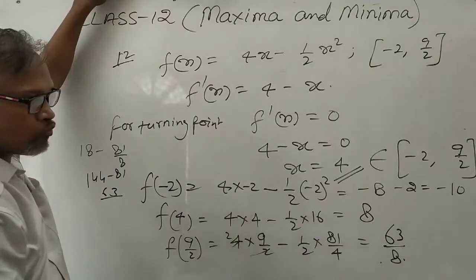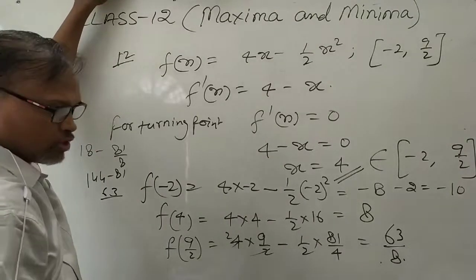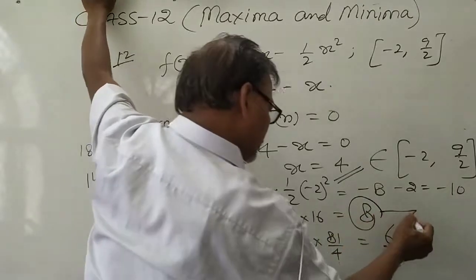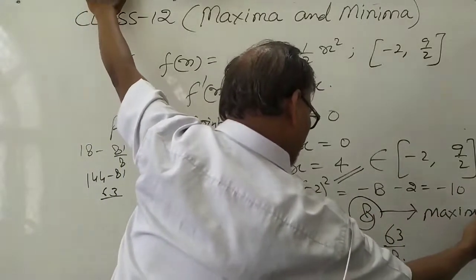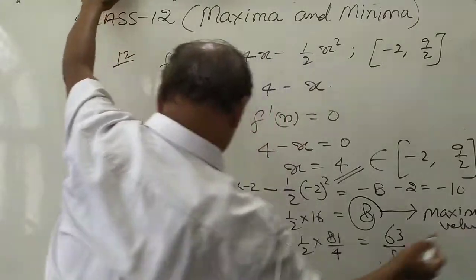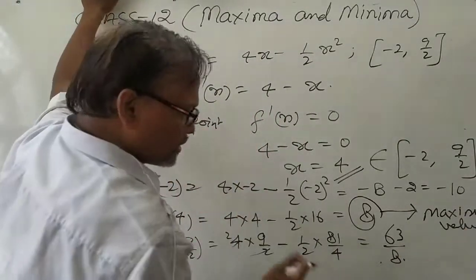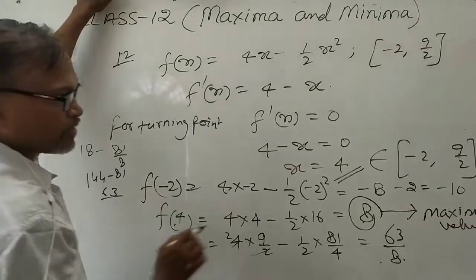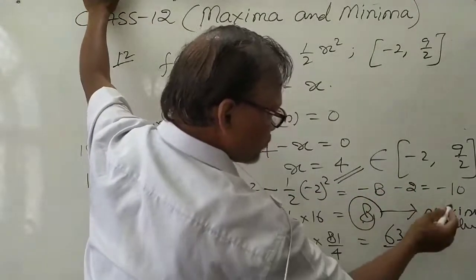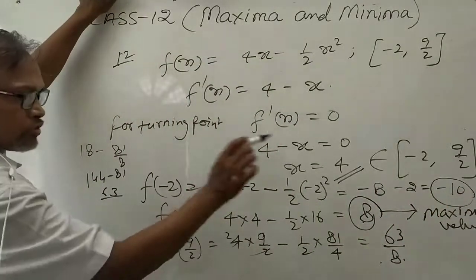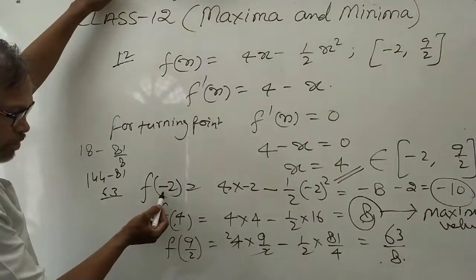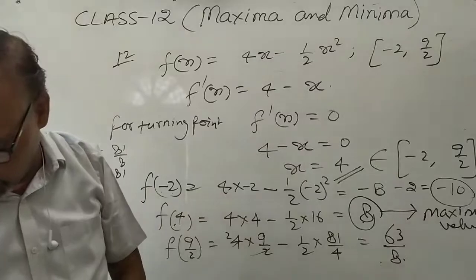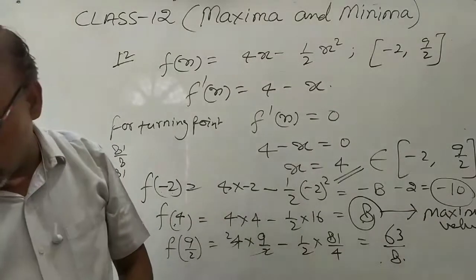Now what is the minimum value and what is the maximum value out of these three values? This is the maximum value, because f is 8 at 4, so the maximum point is x equal to 4 and the value is 8. Now which is the minimum among the 3? This is the minimum, -10, so the minimum value is -10 and the minimum point is -2, because it came at -2. So in this way you can find the values, and you can do exercise 7.6.